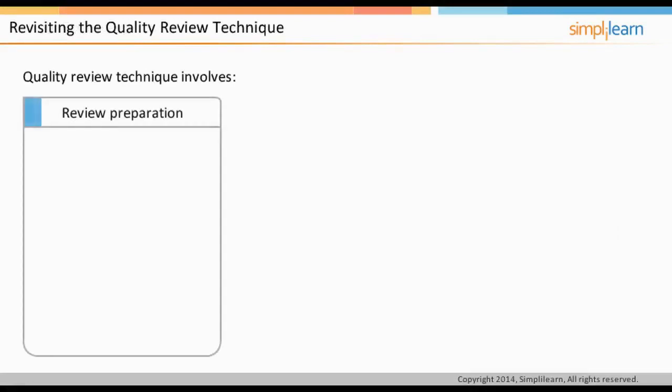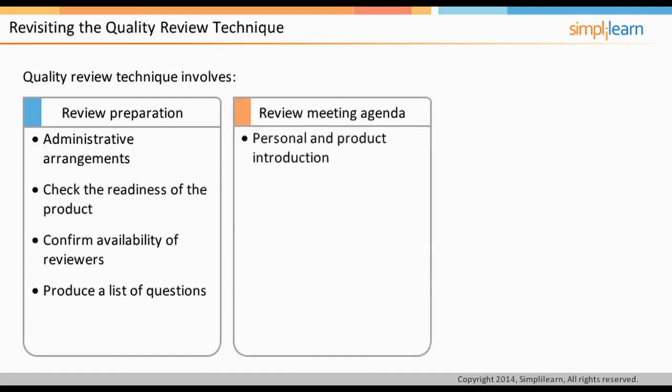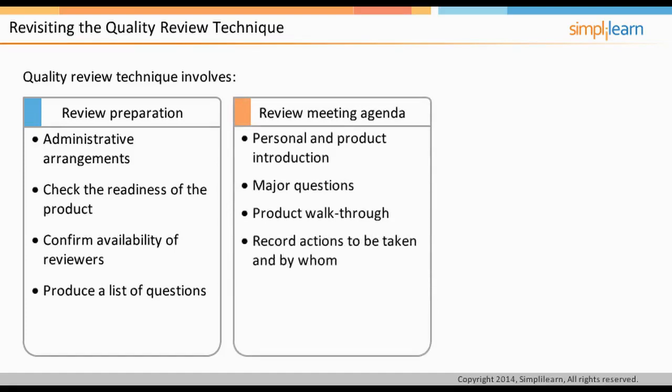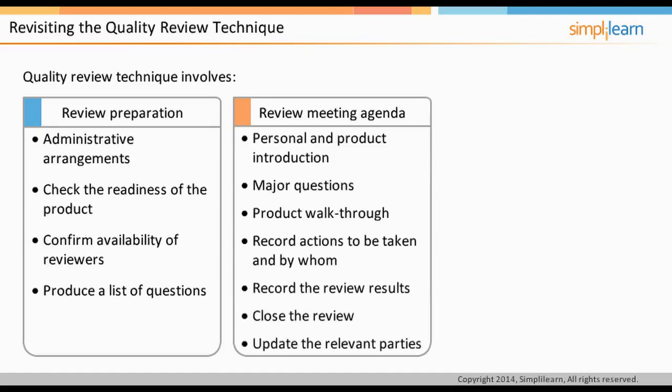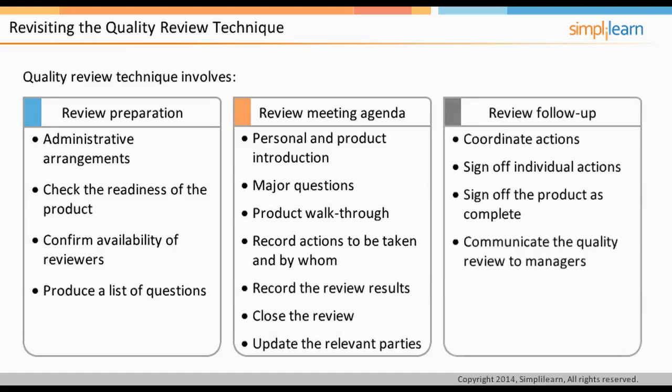Quality review technique involves review preparation. This includes administrative arrangements, checking the readiness of the product, confirming availability of reviewers, and producing a list of questions. Review meeting agenda. This includes personal and product introduction, major questions, product walkthrough, recording actions to be taken and by whom, recording the review results, closing the review, and updating the relevant parties. Review follow-up. This includes coordinating actions, signing off individual actions, signing off the product as complete, communicating the quality review to managers, maintaining records, and requesting approval of the product. In the following slide, we will discuss the benefits of quality review technique.